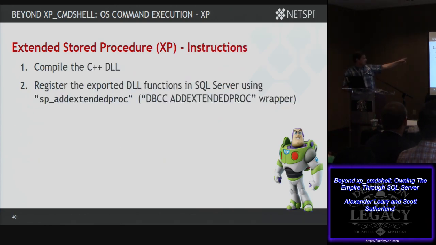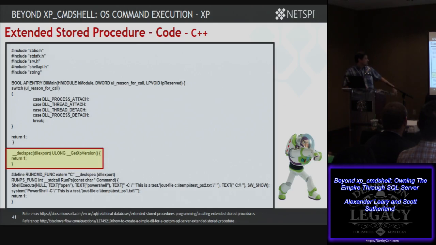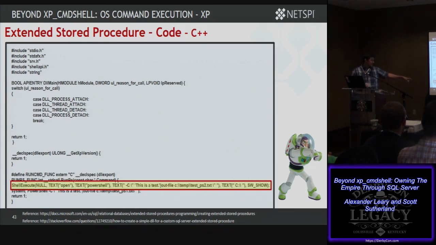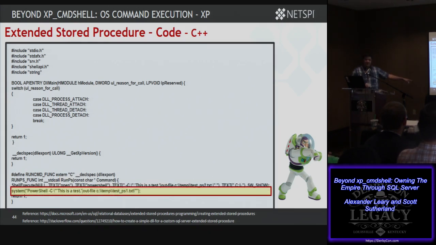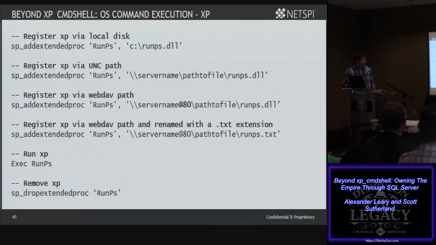General steps are compile your C++ DLL, register it. I have code examples for these out in the PowerUpSQL templates directory as well, so you can take them and run with them. I don't know if you guys can see it down here, but it's basically just your exported method, pretty straightforward. And then I just put in some basic examples of how to execute commands through C++. So you guys can run that at home.